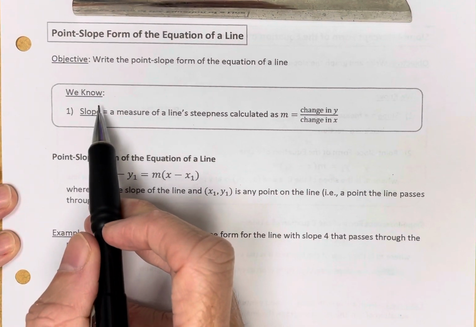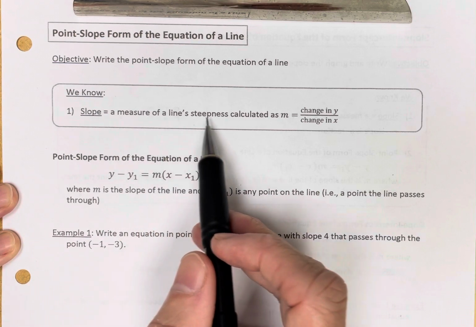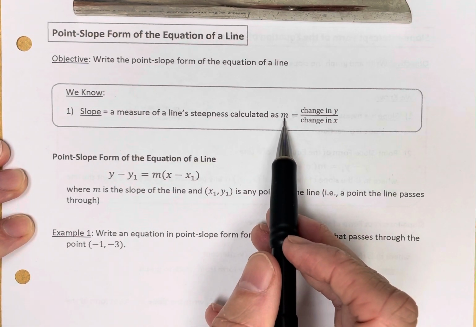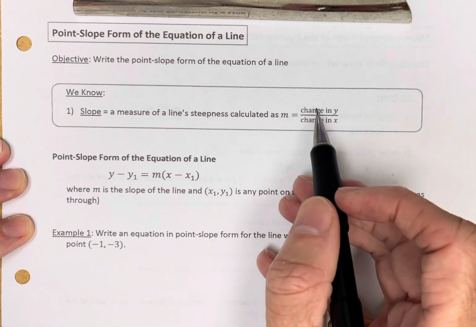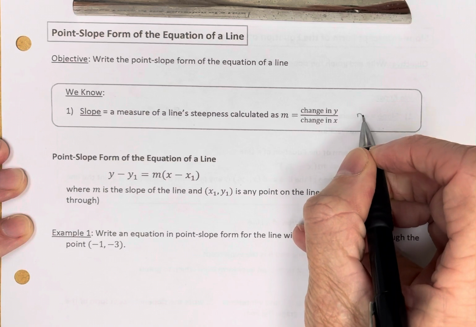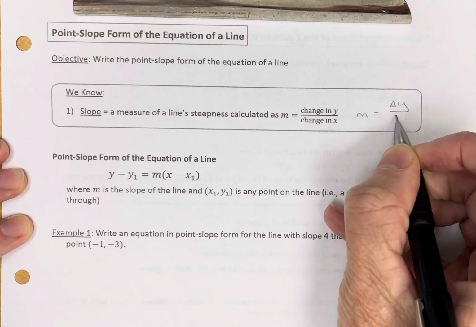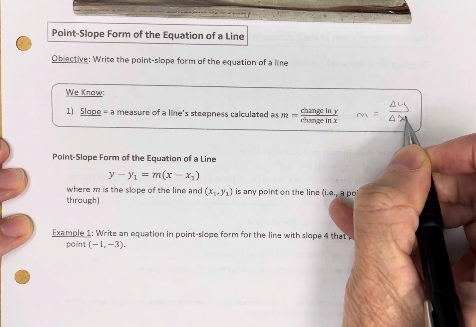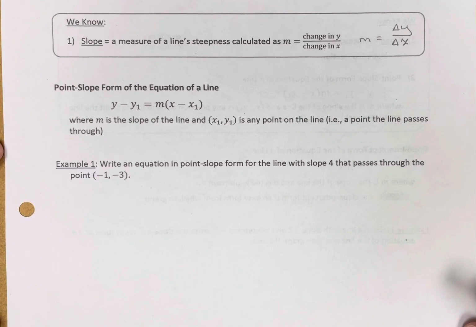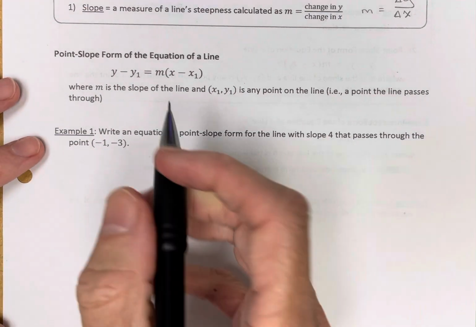So what do we know coming in? Well, we know what slope is. Slope is the measure of a line's steepness, and it is calculated as m, which stands for slope, equals the change in y over the change in x. And as we know, shorthand for that is m equals delta y over delta x, which means change in y over change in x.